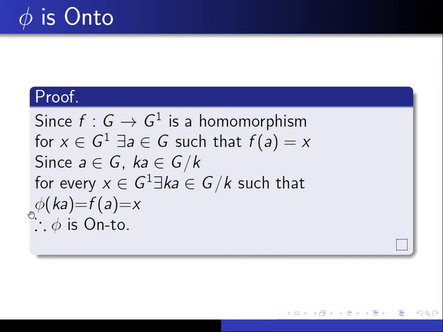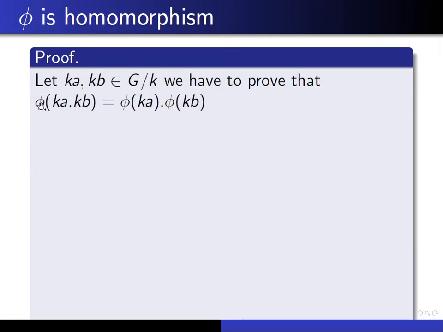Now finally we will prove that phi is a homomorphism. So to prove phi is a homomorphism: if f is a homomorphism, then f of ab is equal to f of a into f of b. Here if phi is a homomorphism, we have to take two elements from g by k, of the form ka, kb belongs to g by k. What we need to prove here is phi of ka into kb is equal to phi of ka into phi of kb. Very simple.